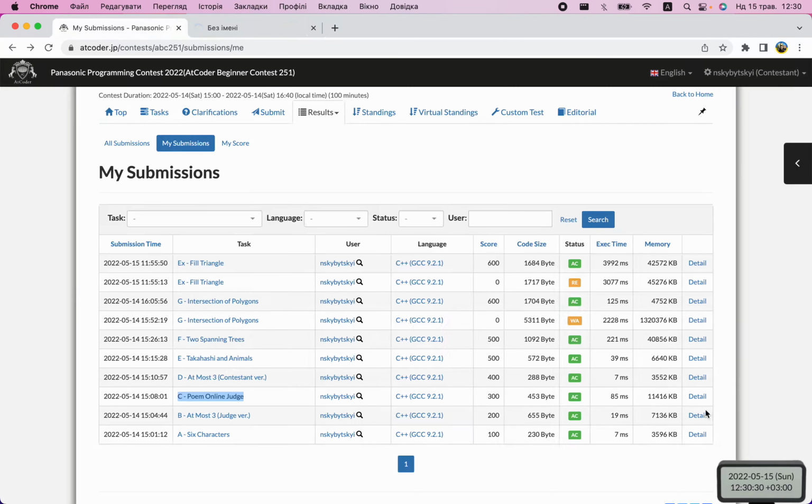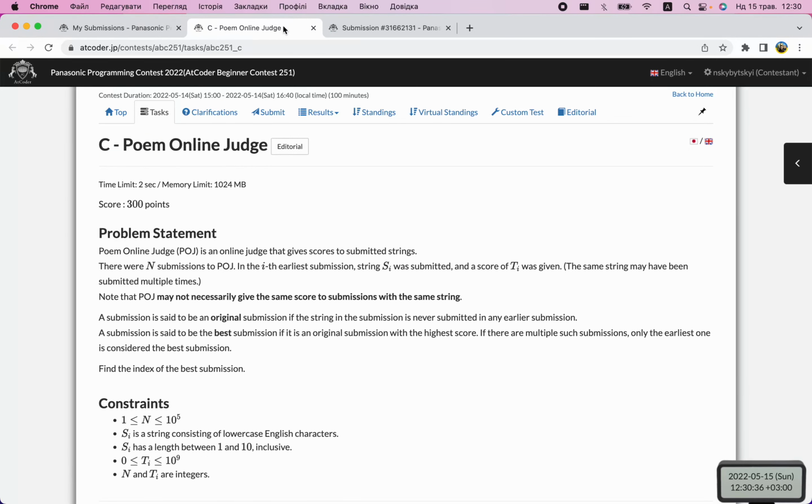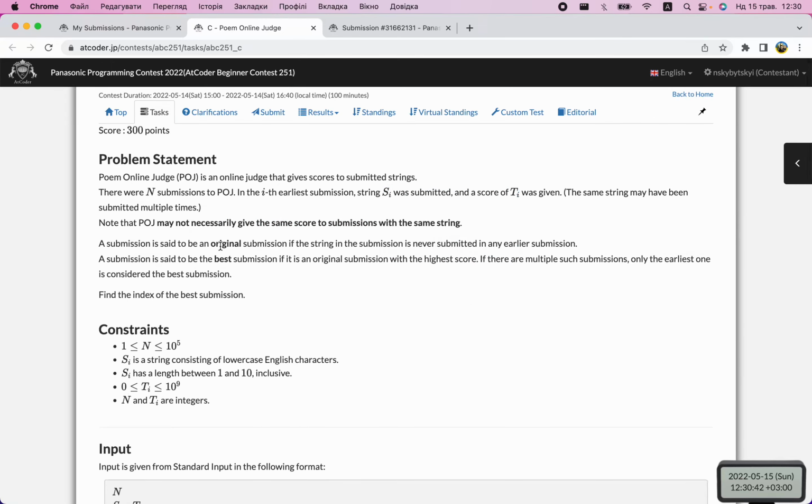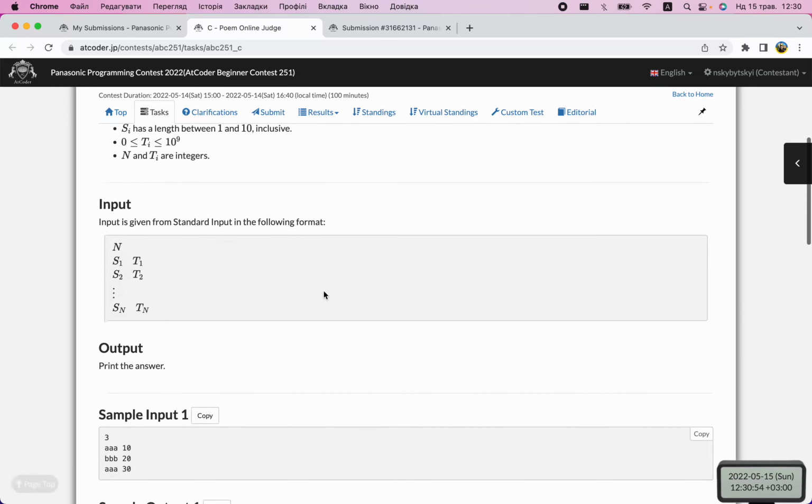In problem C, we had some online judge that has submissions. For each submission, it gets a score. Submissions were original if it's the first time this string appears, and the best is the one with the highest score. We needed to find the index of the first best original submission.